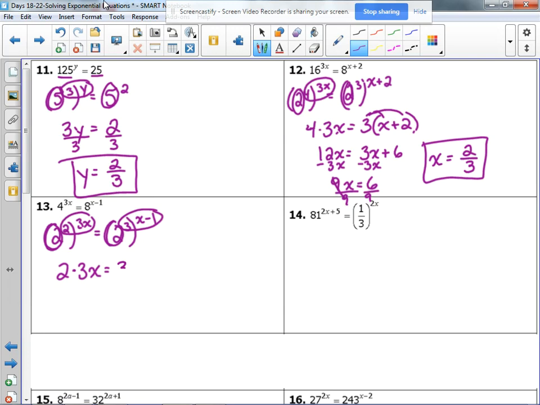We raise power to power, so we've got to multiply on both sides. 2 times 3x. 3 times x minus 1. We've got 6x on the left side. 3x minus 3 on the right side. We've got variables on both sides. We only want it on one. So we subtract the 3x. 6x minus 3x is 3x. Divide by 3. x is equal to -1.